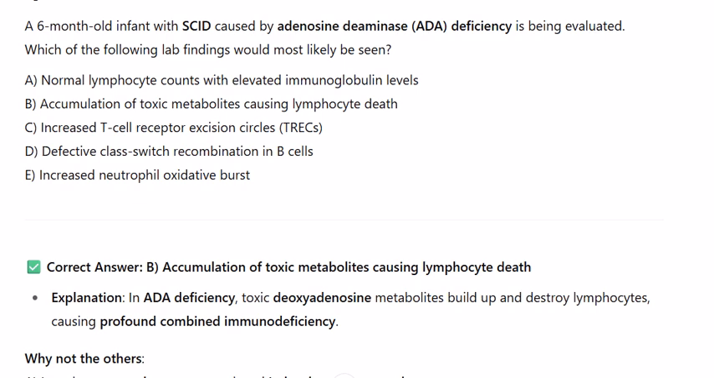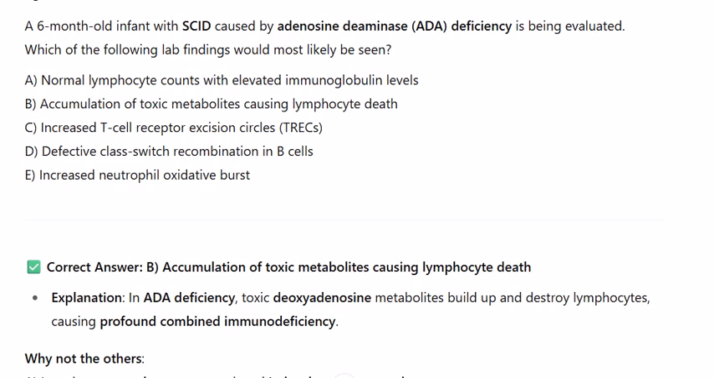A. Normal lymphocyte counts with elevated immunoglobulin levels. B. Accumulation of toxic metabolites causing lymphocyte death. C. Increased T-cell receptor excision circles, TREC. D. Defective class switch recombination in B cells. E. Increased neutrophil oxidative burst.